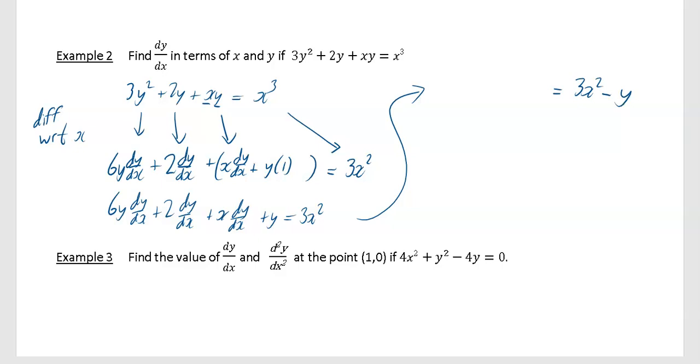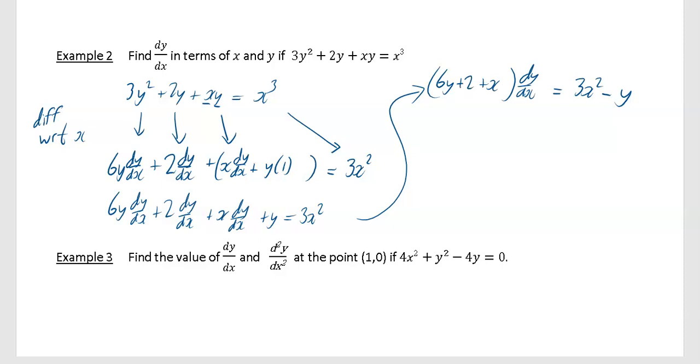Now on my left hand side, as I said, I'm going to group all my dy by dx terms together. So I'm going to factorize dy by dx out. So I'll have 6y plus 2 plus x upon my dy by dx.